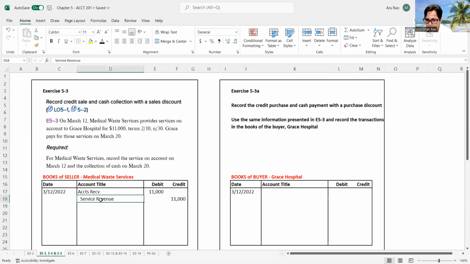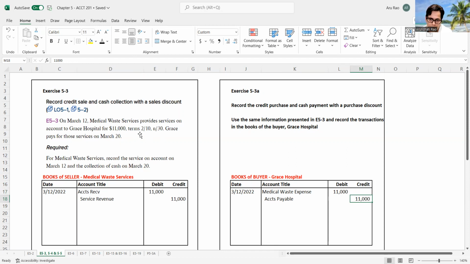The client, who's a buyer, in their books, they're going to have a corresponding journal entry. The seller made a sale, which obviously means the buyer made a purchase. So for them, this purchase is medical waste expense. Trying to give the most obvious name over here. They purchased a service, and they have an accounts payable in their books. The seller has accounts receivable, which is an asset in their books. They are saying they will receive $11,000. The buyer has accounts payable, or a liability, in their books, and they are saying that they have a legal obligation to make a payment of $11,000 to Medical Waste Services.